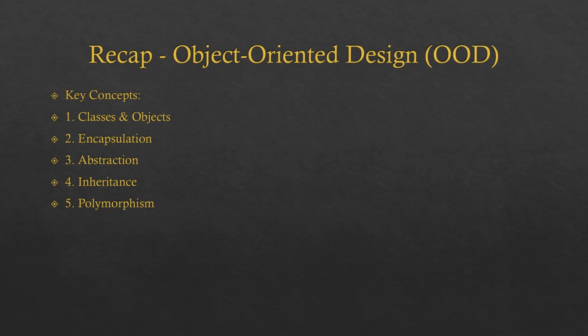Now let's recap object-oriented design. The core concepts of OOD include classes and objects, encapsulation, abstraction, inheritance, and polymorphism. These concepts help us build flexible and reusable systems. Classes define the blueprint, while objects are instances of those classes. Encapsulation ensures that the data is hidden within objects, while inheritance and polymorphism provide mechanisms for reusability and dynamic behavior.